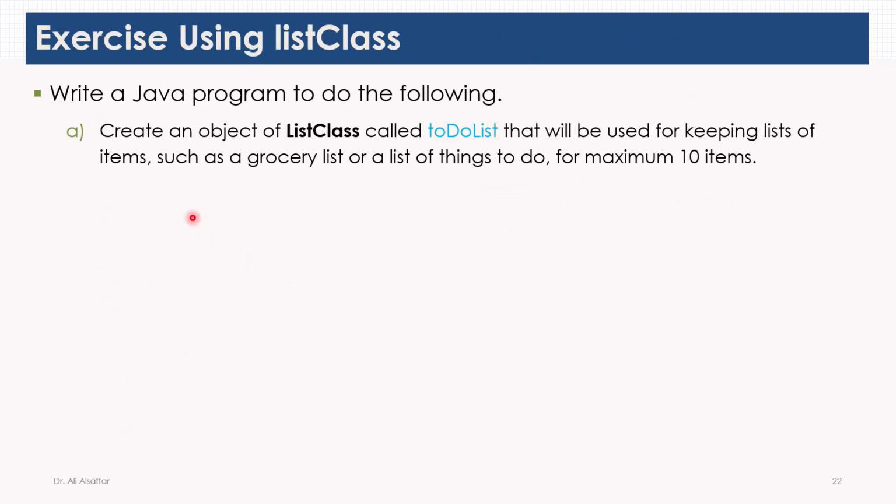For testing the list class, we are going to write a Java program to do the following. First, create an object of list class called ToDoList that will be used for keeping a list of items such as a grocery list or a list of things to do for maximum 10 items. Let us go to JGrasp and implement this part.